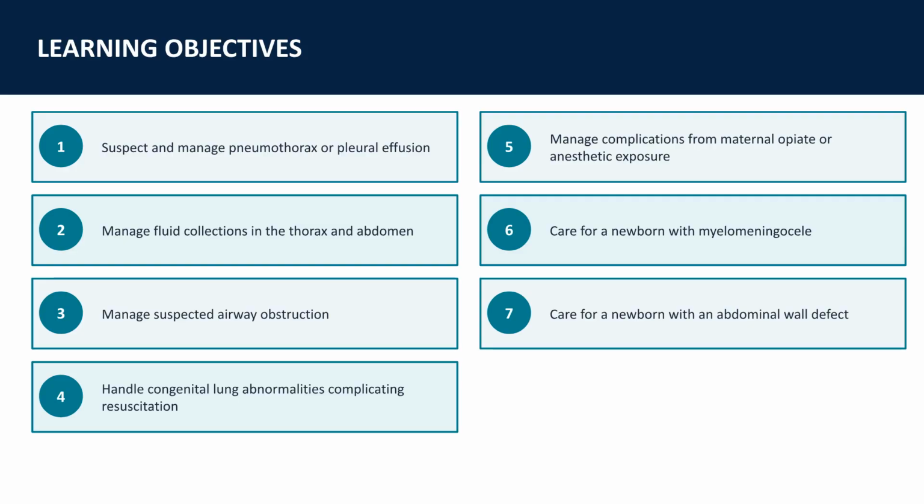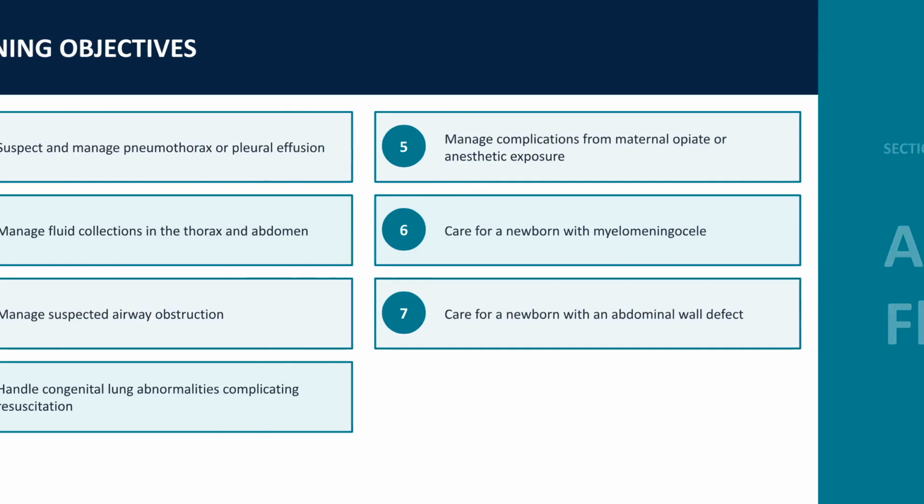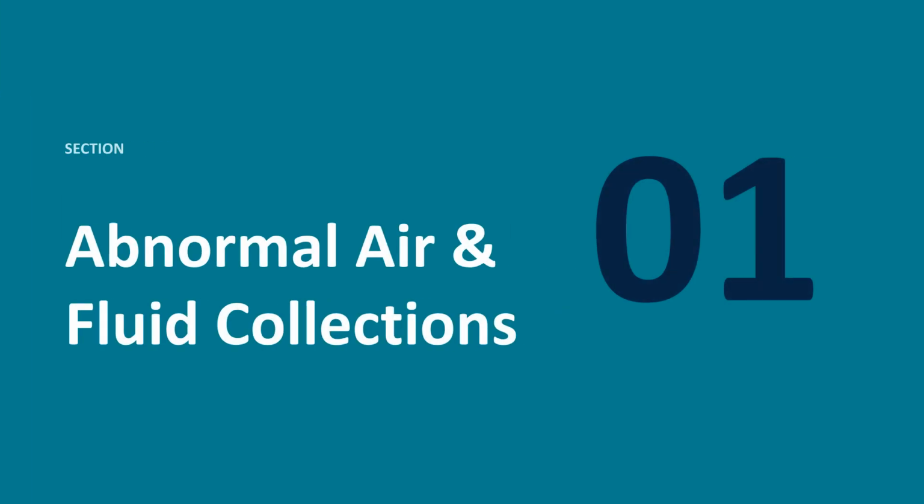We will also cover managing airway obstructions, congenital lung abnormalities, respiratory depression due to maternal drug exposure, and the care for newborns with neural tube and abdominal wall defects. Section 1 covers abnormal air and fluid collections, specifically pneumothorax, pleural effusion, and ascites.